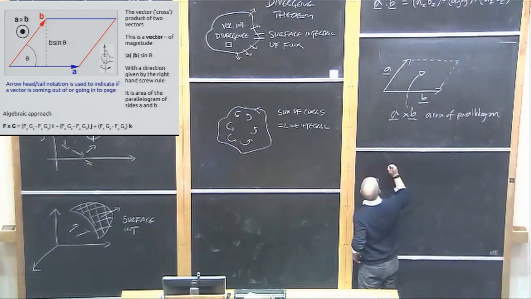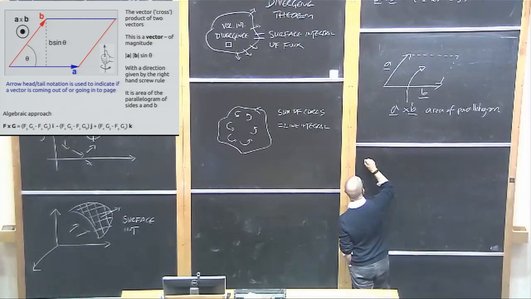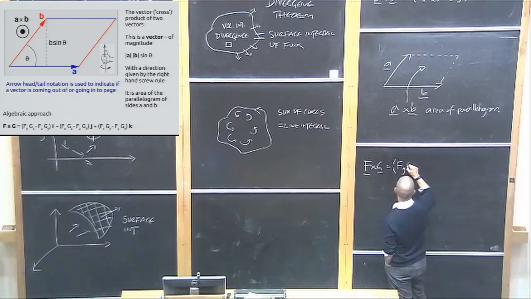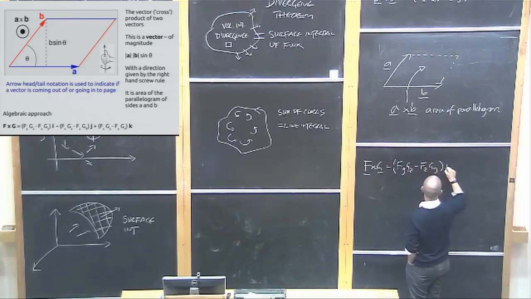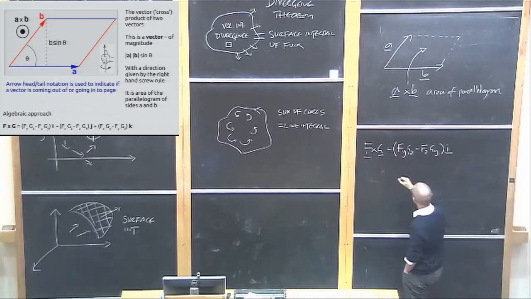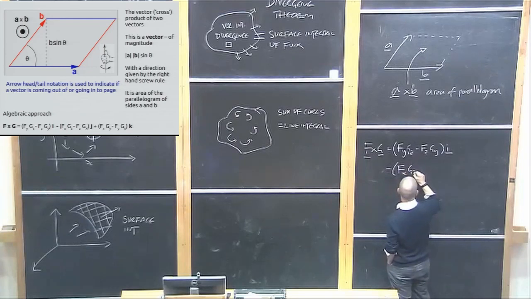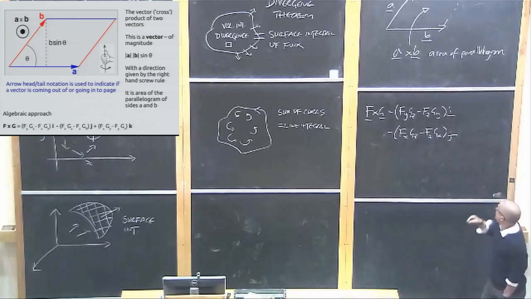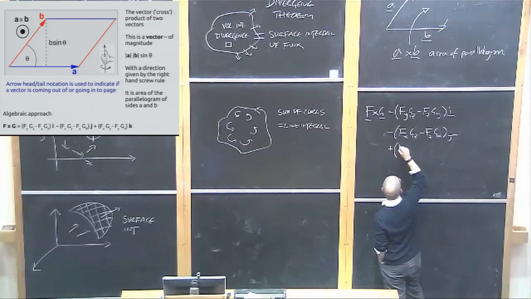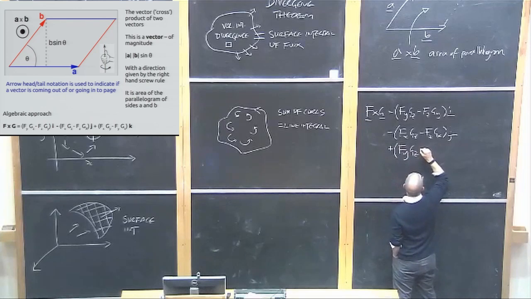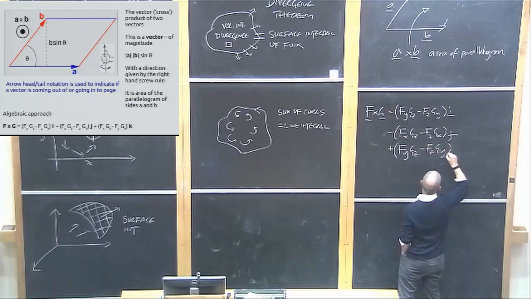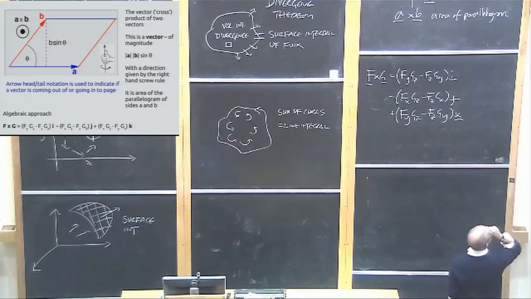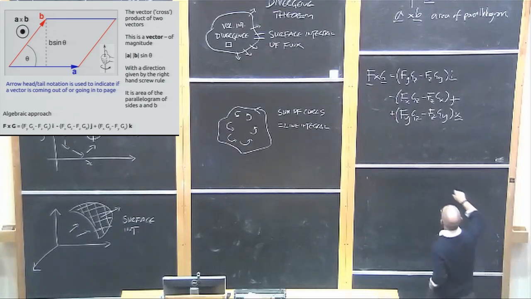And then the algebraic approach, so if I write this again now, for example, in terms of vectors f and g, then I would have fy gz minus fz gy times the unit vector in the i direction, fx gz minus fz gx in the j direction, plus fx gy minus fy gx in the k direction. Yep, that's x and y, sorry.